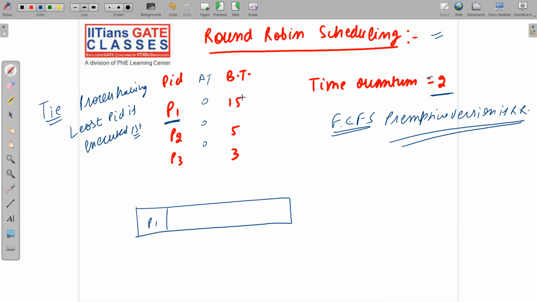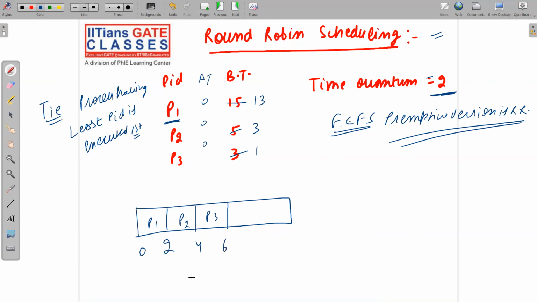So 15 is the burst time. It will be executed till 2 because the time quantum was 2. After 2, the CPU will be snatched and given to P2. P2 will be executed till 4. So P1 has been executed for 2 units of time, so its remaining time will be 13. Now P2 will be executed for 2 units of time, and its remaining time will be 3. Now the CPU will be snatched from P2 and given to P3. P3 will be executed for 2 units of time, so its remaining time will be 1.